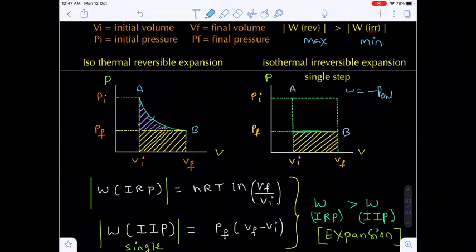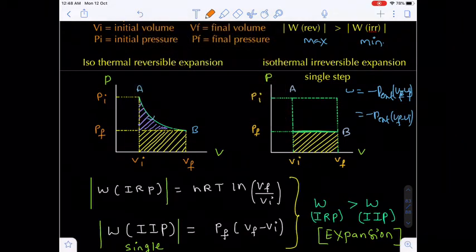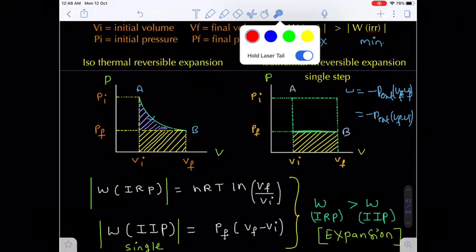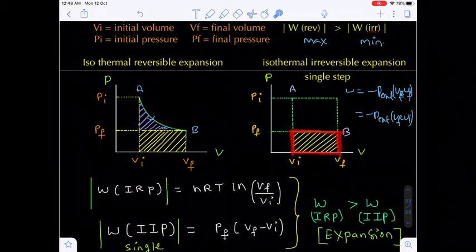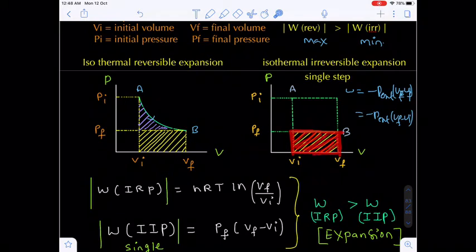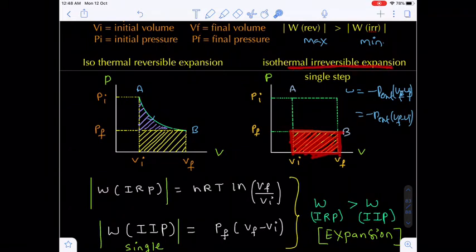And what is the formula to calculate the work done in isothermal irreversible expansion? That will be equal to minus P external into V2 minus V1, that means V final minus V initial. Again I am writing P external into V final minus V initial. So what is the external pressure? That will be the final pressure. Here we have to take this as the final pressure. And the volume is the final volume Vf and the initial volume Vi, and this is the area under the curve.